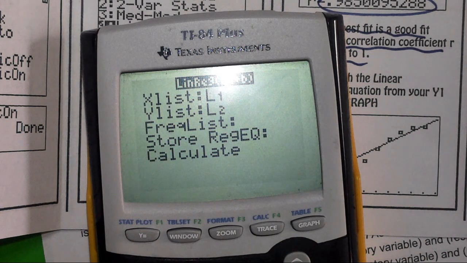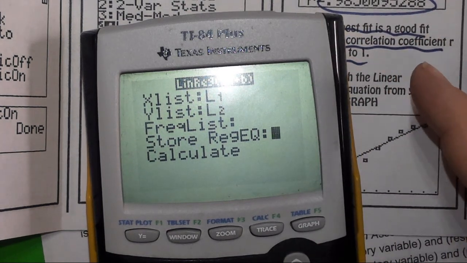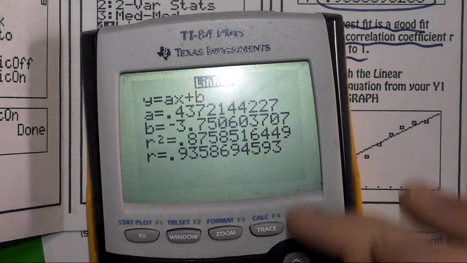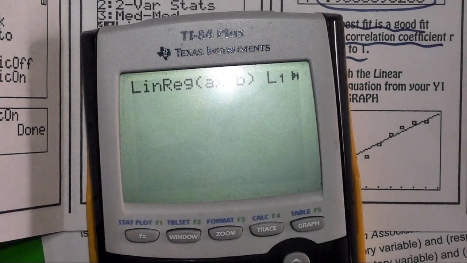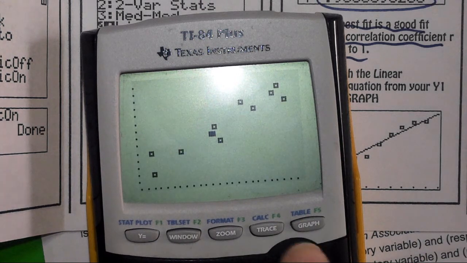We changed it to L1 and L2, and we press enter, and that's great, but we really want it to store the regression equation. If we don't, and we just calculate, it'll tell you all this stuff, but it won't be stored forever. You might not need it stored forever anyway, but it's nice to be able to reference again. And it doesn't actually graph it for us either.